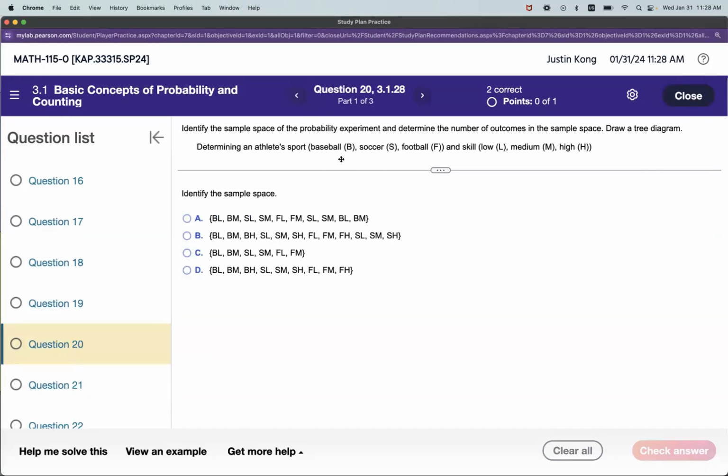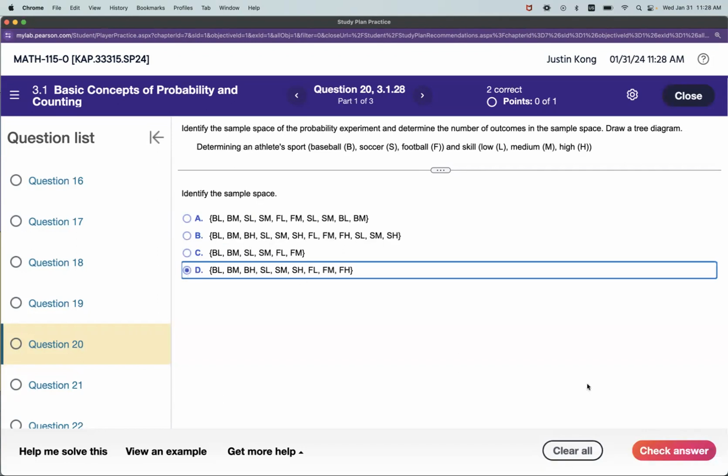For baseball, you could have baseball and low, medium, or high. So it should be BL, BM, and BH. And same for soccer: SL, SM, SH. Football: FL, FM, FH. And that should be it. I don't know why there's an extra SL, because there's only 3 sports. So it looks like this one down here. 1, 2, 3. Yeah, looks like that one.